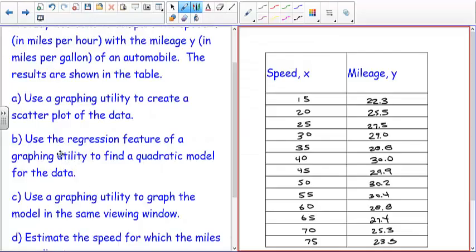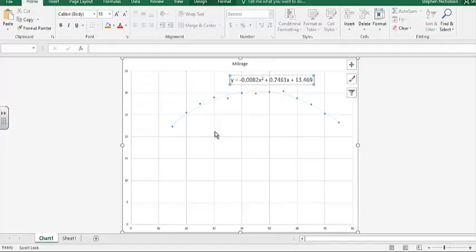So let's see what it's asking us again. Use the regression feature to find a quadratic model. Use the graphing utility of the model in the same viewing window. So what we're going to do now is write down that equation. So we get y is equal to negative 0.0082x squared plus 0.74661x plus 13.469.